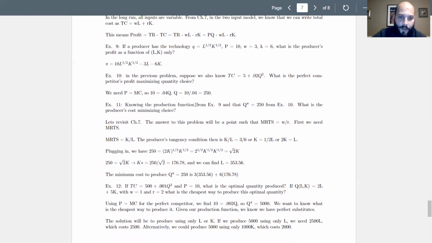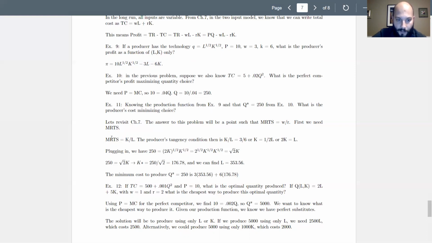Right? We know that the answer to this problem is going to be the point that MRTS equals W over R. We have a production function, so we can find MRTS. We have W, that says K equals 6, but this should be R equals 6. I'll make sure to change that. So R equals 6 here, W over R equals 3/6.